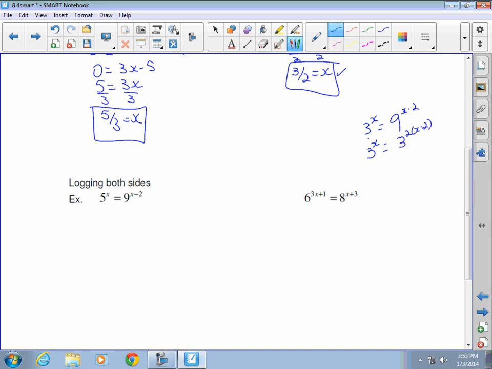So because of that, what I need to do is I have to log both sides. So 5 to the x is equal to 9 to the x minus 2. I can log it, which means I would just have log of 5 to the power of x is equal to log of 9 to the x minus 2. Now I have to apply my log rules. If there's an exponent here, that means that this becomes x times log of 5, and this becomes x minus 2 times log of 9.